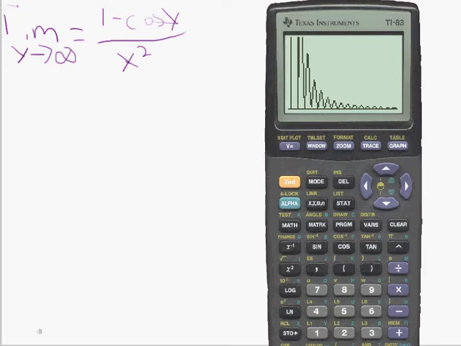Let's think about why that's true. Look at the top of the function. The bottom's always positive and greater than 0 as long as x is greater than 0. 1 minus cosine x. What is true about cosine that's creating this oscillation in there? It goes like this when you graph it. Yes, it does, and it bounces back and forth between what two values? 1 and -1, exactly.